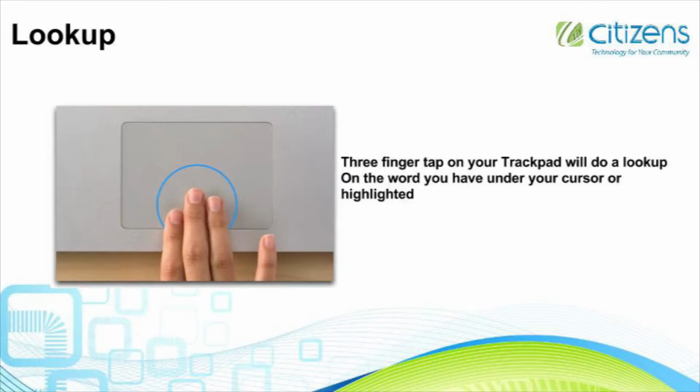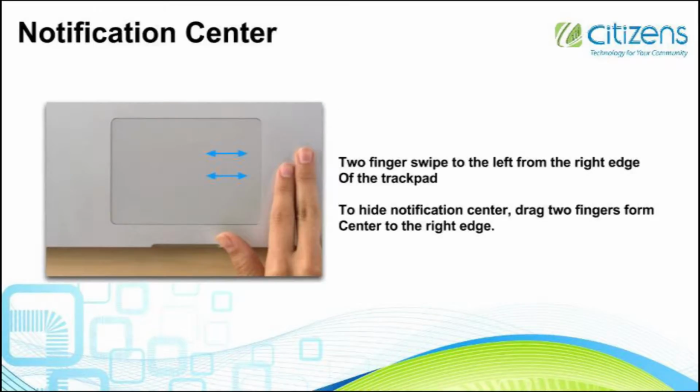And to go to your Notification Center, you will 2-finger swipe to the left from your right edge on the trackpad, as you see the little image doing. And to hide your Notification Center, you'll just drag the 2 fingers from center to the right edge again.